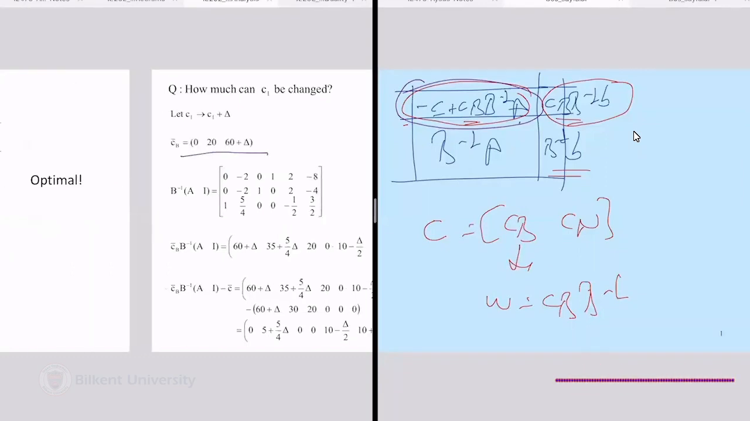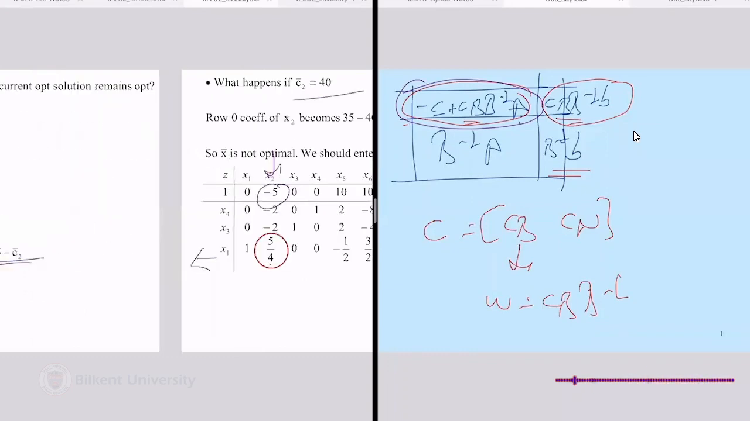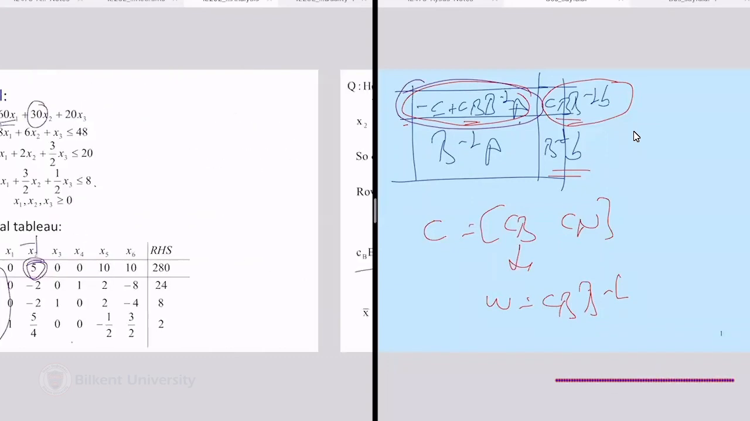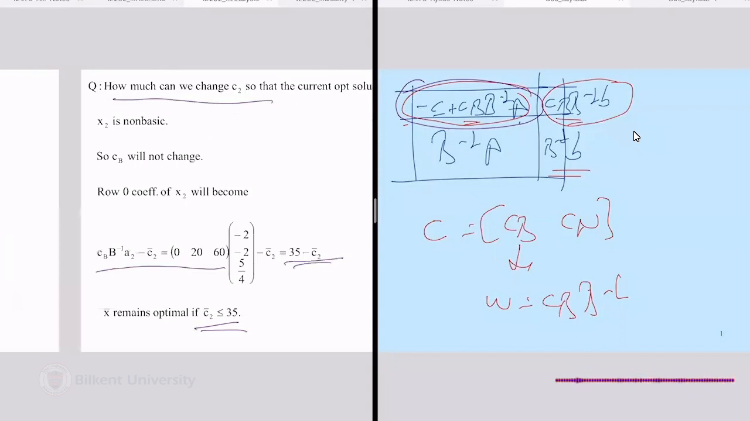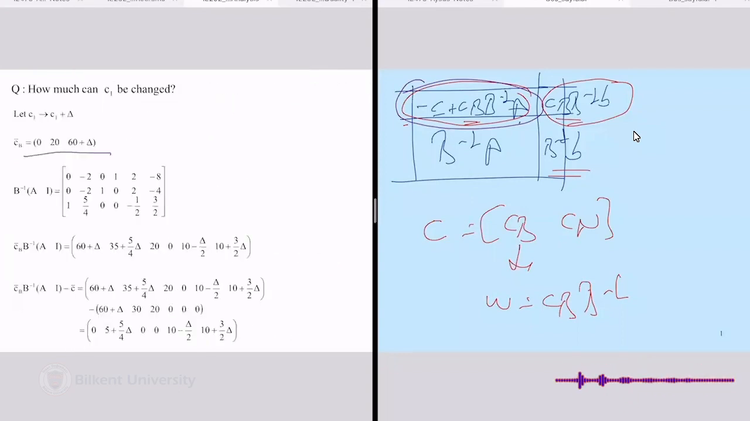In the current version, the objective function coefficient of X1 was 60, right? The question could say, what happens if C1 is 80 or C1 is 20? Then you do it like that. But the question says, how much can we change C1? So we just update C1 with 60 plus delta. Then I'm supposed to do CB tilde B inverse A minus C. I have to calculate this vector.